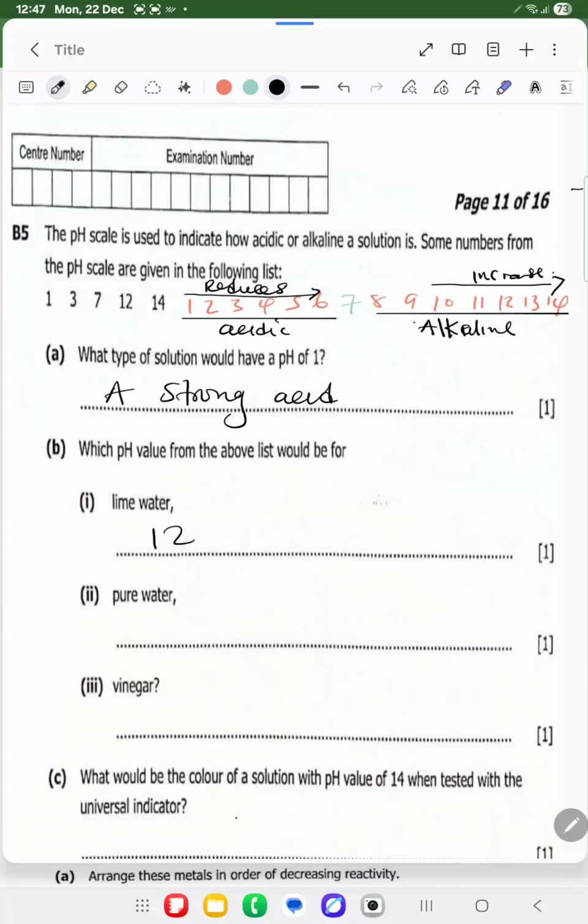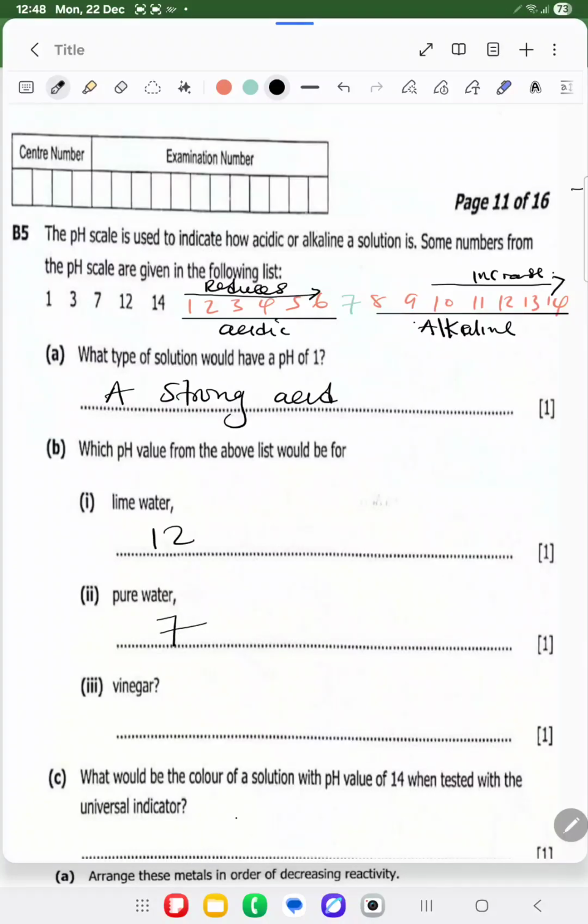Then which one would represent pure water? The one depicting pure water is the solution which is neither acidic nor basic. In this case, it is the one lying on 7. So we pick 7 and put the number 7 here.